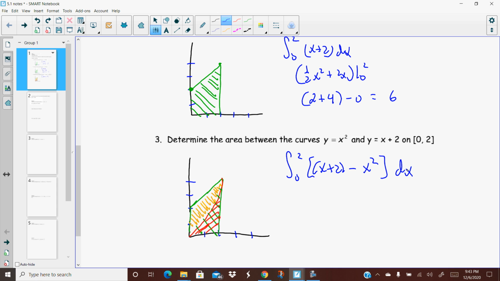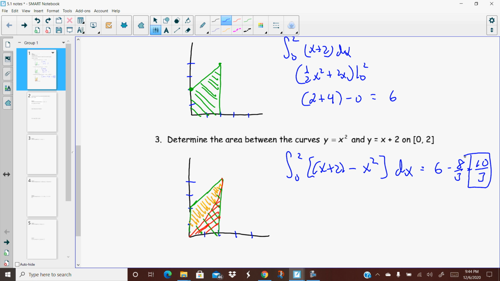And that will give me the actual area. Now, I'm not going to integrate this one. We're going to do plenty of that throughout the rest of the video. But in this case, we already know that the area of the trapezoid region was 6. We know that the area of the parabola region was 8/3. So if you do 6 minus 8/3, you end up with 10/3. So the area of that orange region is 10/3.